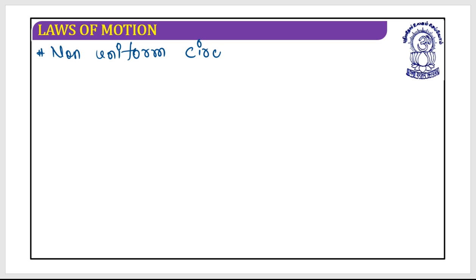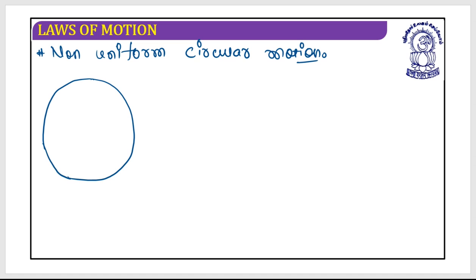Non-uniform circular motion. So in this situation, let's say this is the circle on which the particle is moving. This is the center of the circle. This is the position of the particle. Now this is position vector r, this is velocity vector v, this is centripetal acceleration AC. One more thing, non-uniform circular motion.